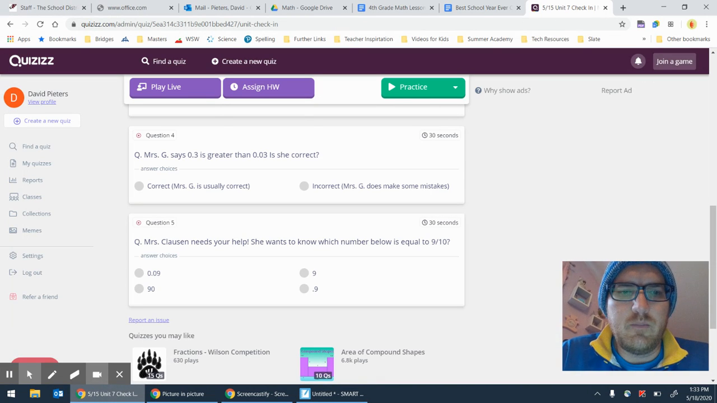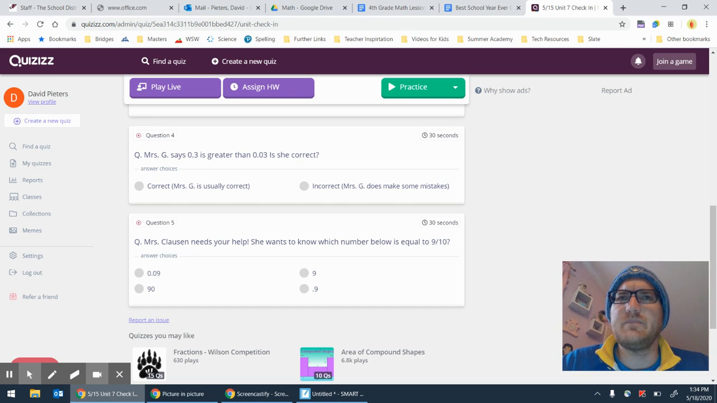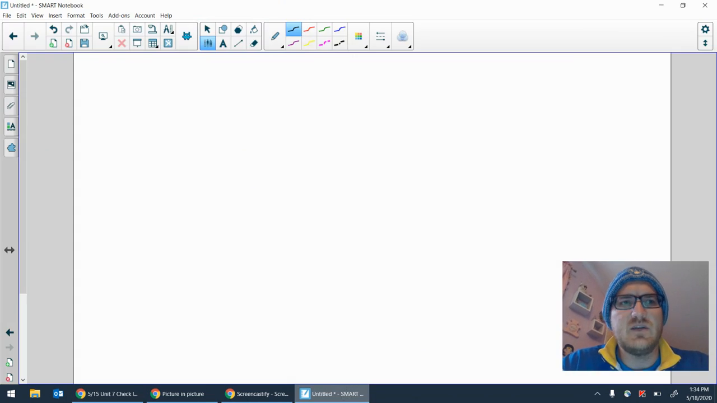Mrs. Clausen needs your help. She wants to know which number is equal to 9/10. And this is a perfect example of why I really encourage my 4th graders to read decimals and actually read it, not say point. I know even as an adult, usually I'd say 3.7 or something like that. But when you read it by the place value spot, it makes this conversion super easy. So we want to find 9/10, and we're looking for a decimal that's equivalent to it.